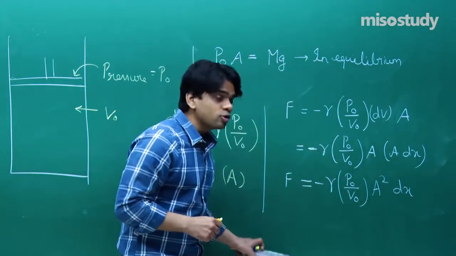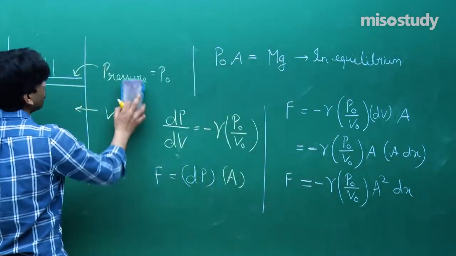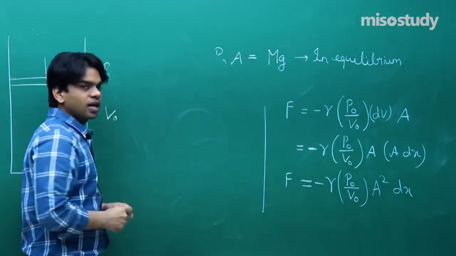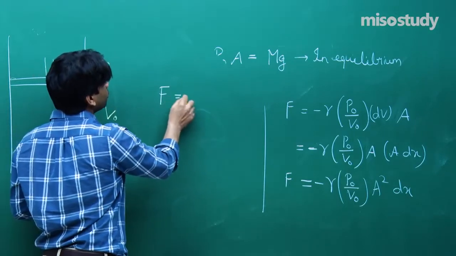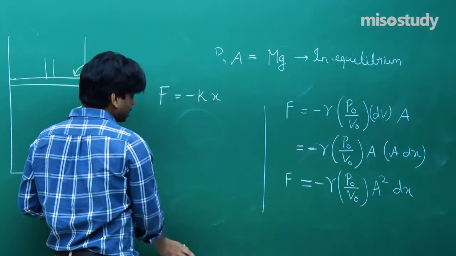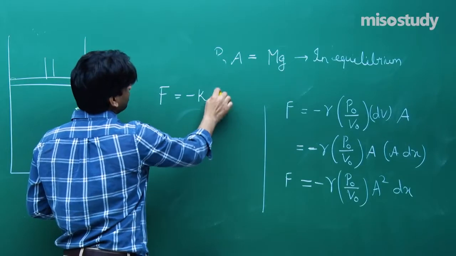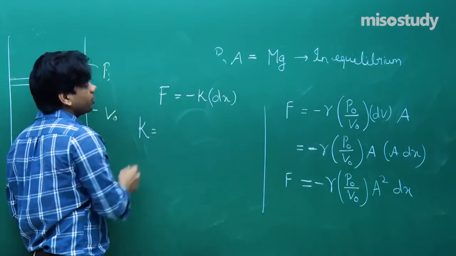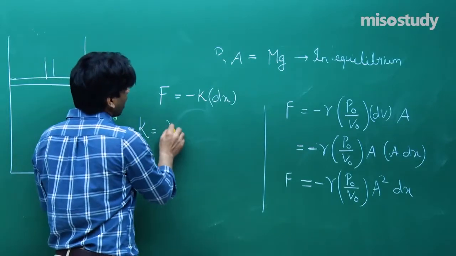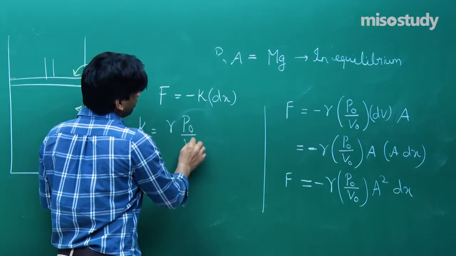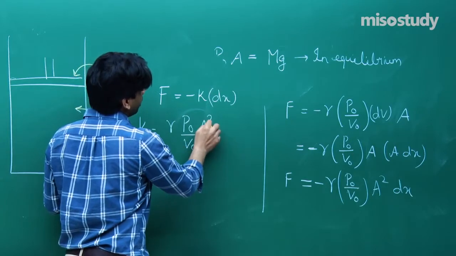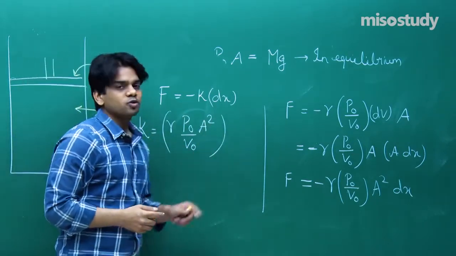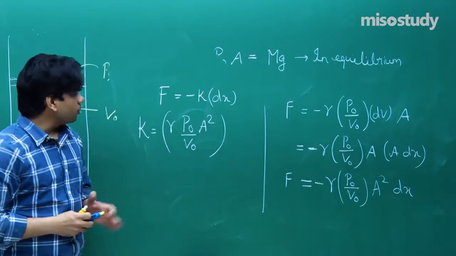We all know that in the case of simple harmonic motion, how force is related, F is equal to minus kx, or in this case let me take this as dx. So, finally, the constant k, you will be getting that as gamma P0 by V0 into A square. This is what you are going to get, gamma P0 by V0 into A square. This will be the constant.